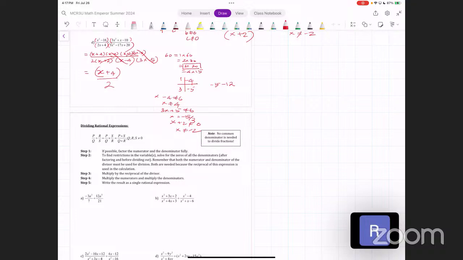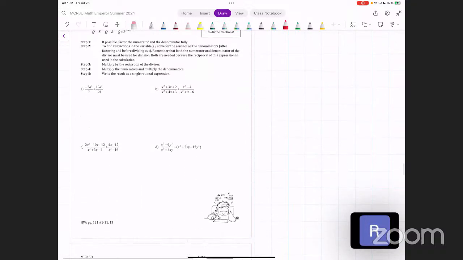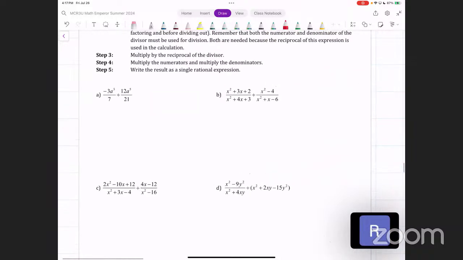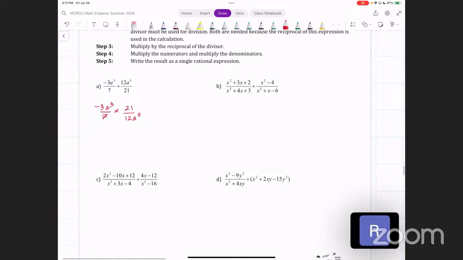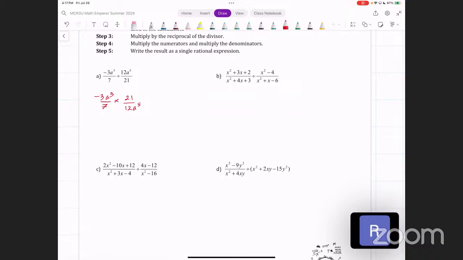Okay, now we're going to go back to the division. Division is easy. You know why division is easy? All I need to do is flip this. So minus 3a cubed over 7 times 21 over 12a to the power of 5. So when you're dividing a fraction, we multiply by the reciprocal, isn't it? That's a rule of thumb.